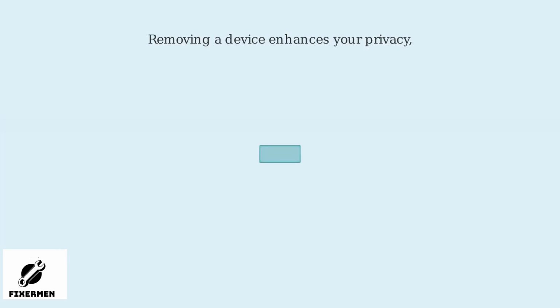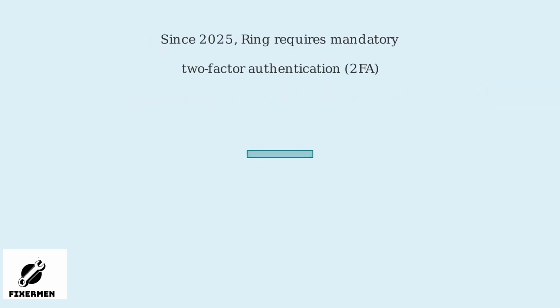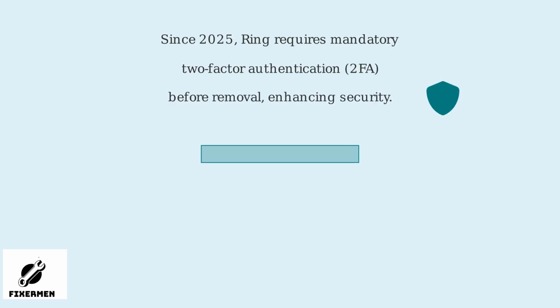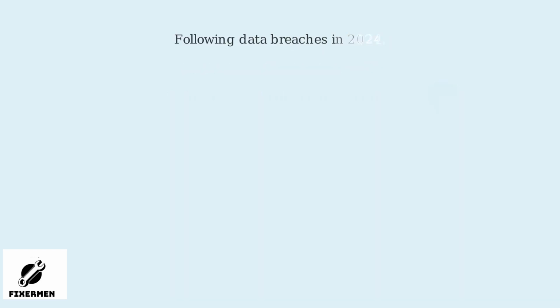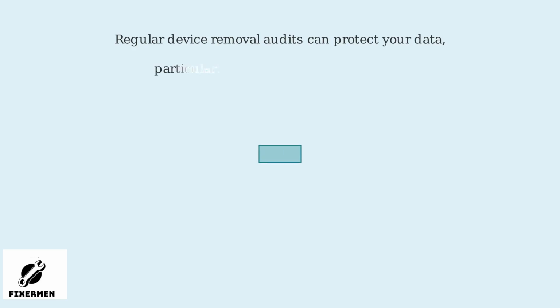Removing a device enhances your privacy, preventing unauthorized access, especially after selling or if the device is stolen. Since 2025, Ring requires mandatory two-factor authentication, 2FA, before removal, enhancing security. Following data breaches in 2024, Ring has increased privacy controls. Regular device removal audits can protect your data, particularly for devices no longer in use.